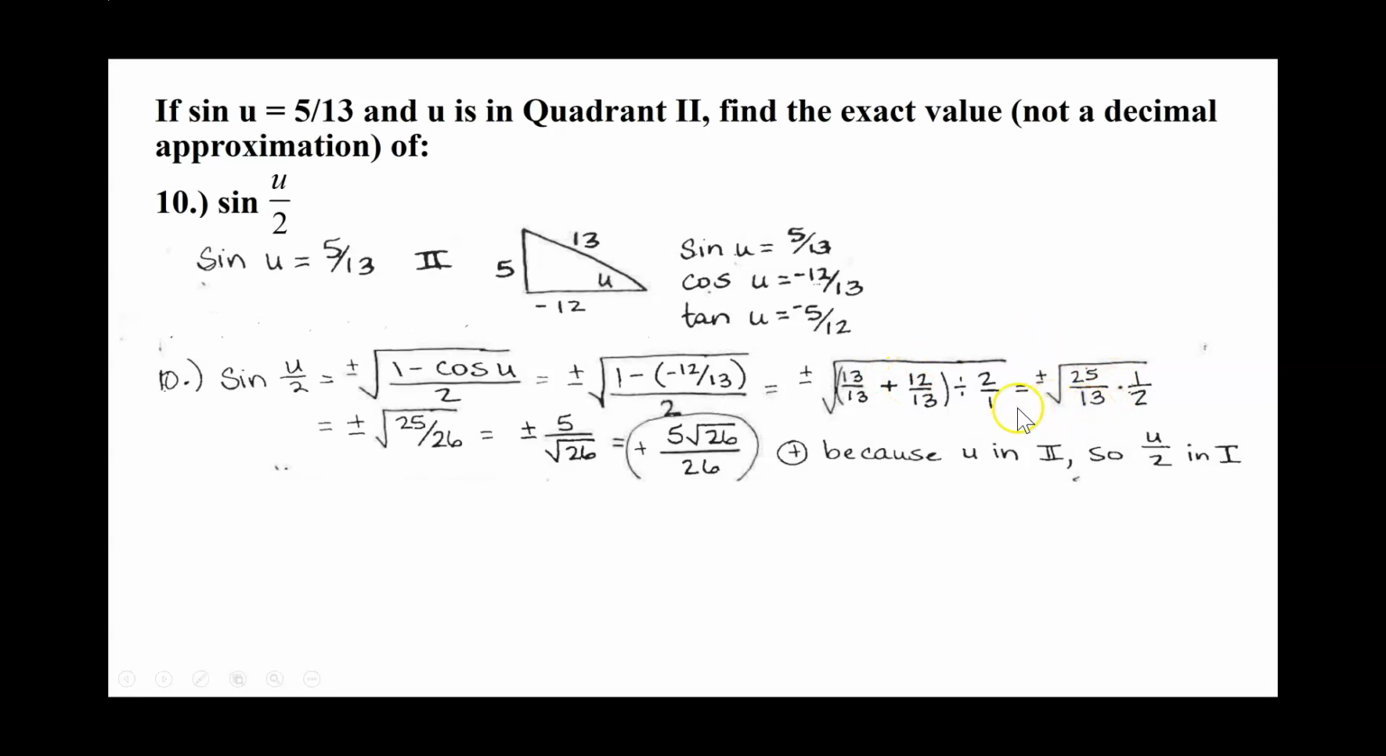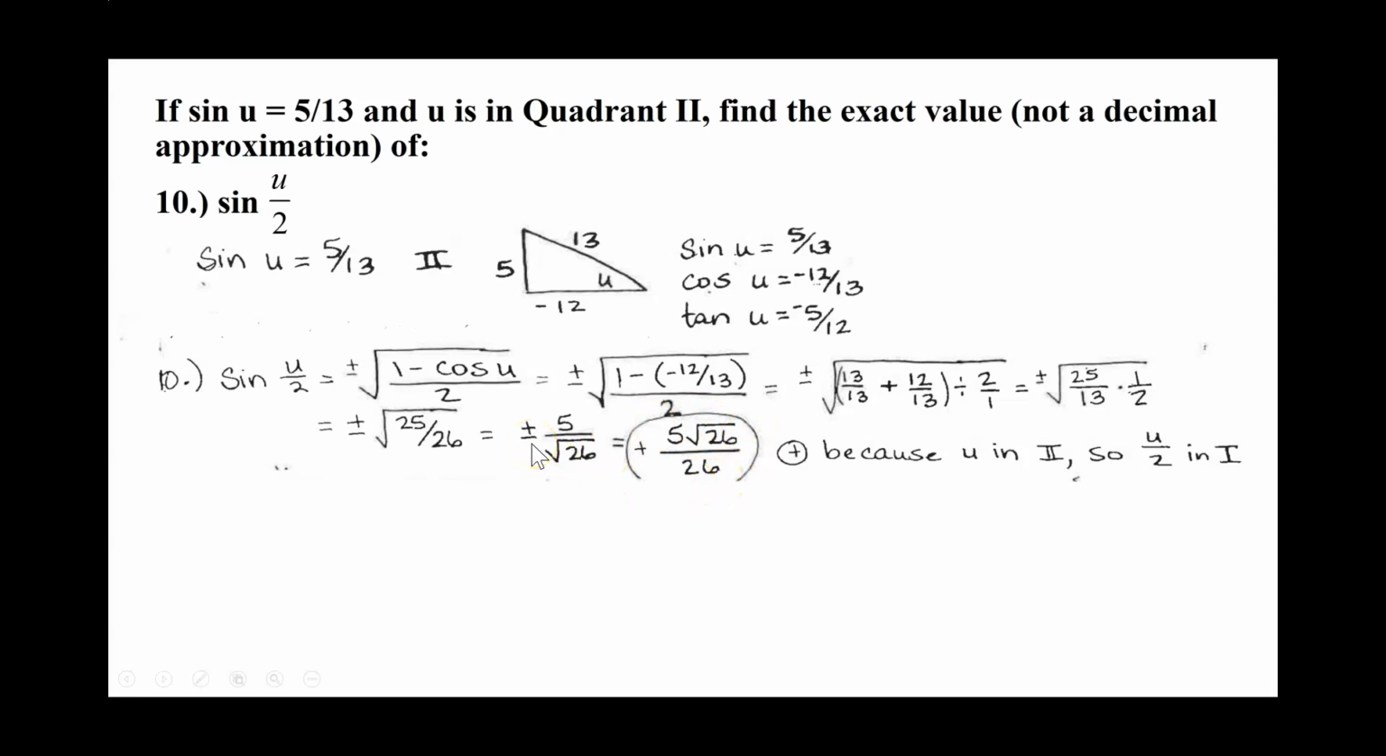And then that was being divided by 2. So division by 2 is the same thing as multiplying by 1/2. So we will have 25 over 26. So square root of 25 is 5, but that still leaves me with square root of 26 in the denominator. Not allowed to have a radical in the denominator, so let's multiply top and bottom by the square root of 26 to rationalize. And that gives us 5 square roots of 26 over 26.